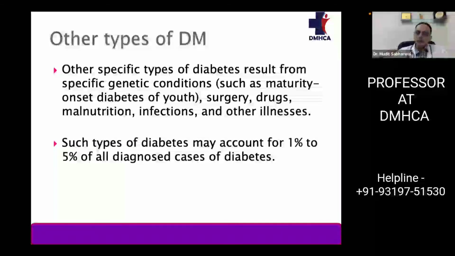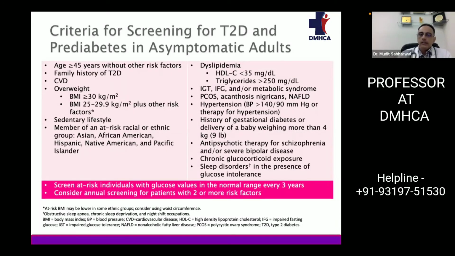Diabetes of youth, surgery, drugs like corticosteroids and others. I'll take them afterwards. Malnutrition, infants with Kwashiorkor are more prone to get diabetes. Infections and illnesses, those patients are more prone. IGT, IFG, and metabolic syndromes. PCOS, polycystic ovarian syndrome, is already a pre-diabetic condition, so those patients are very high risk.